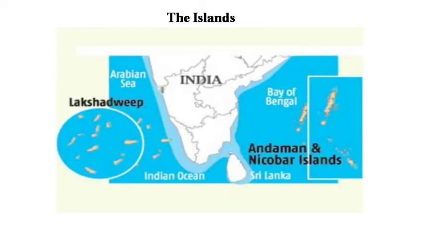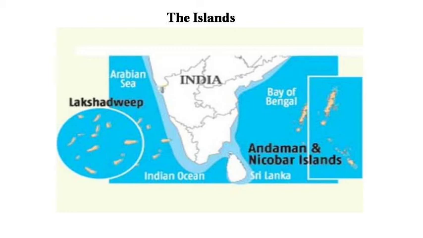Now, let us study the last topic of this chapter, the islands. Look at this map. You can see in the Arabian Sea and the Bay of Bengal two groups of islands. In the Arabian Sea, you can see Lakshadweep Islands, and in the Bay of Bengal, you can see Andaman and Nicobar Islands. Our country has two groups of islands, the Andaman and Nicobar Islands and Lakshadweep Islands.